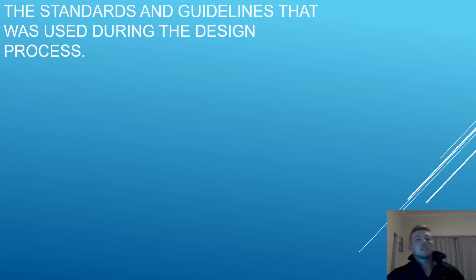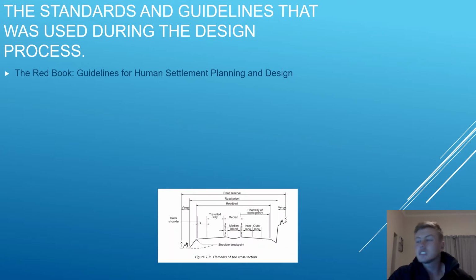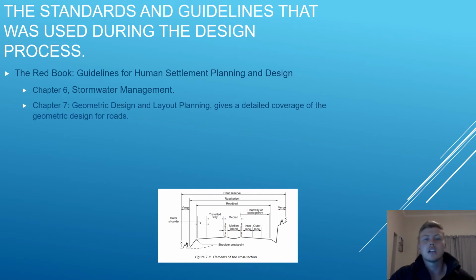The books I used for standards and guidelines during the design process were the Red Book's Guidelines for Human Settlement Planning and Design. As you can see, there's a typical figure of the elements of a cross section I used. It also came out of the Red Book. In the Red Book, Chapter 6 helped me with some stormwater management. Chapter 7 helped me with the design and layout planning, and also gave detailed coverage of geometric design for roads. The technical recommendation for highways, the TRH, was also used.